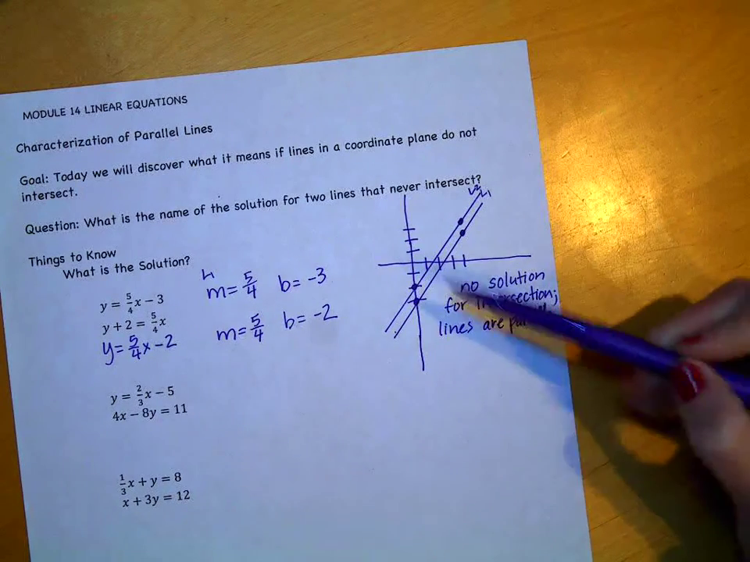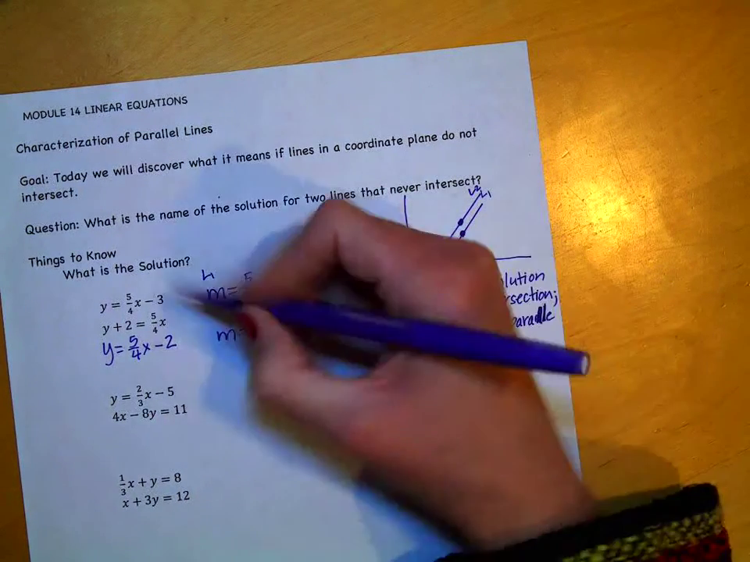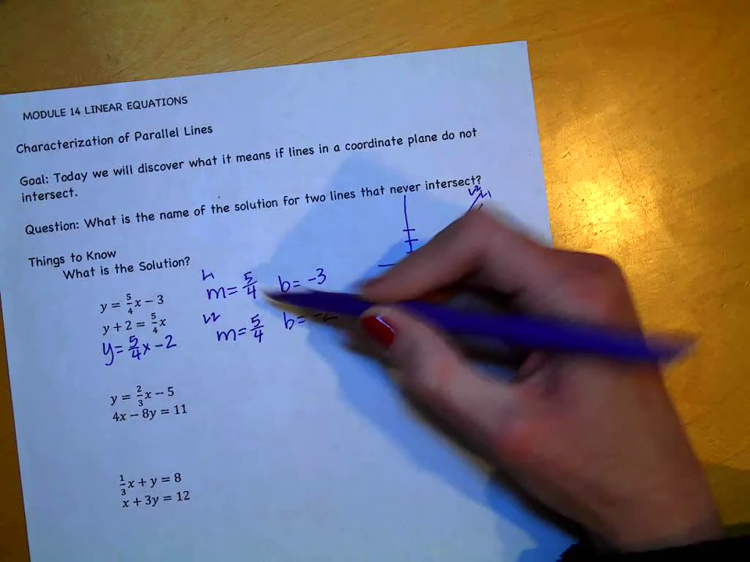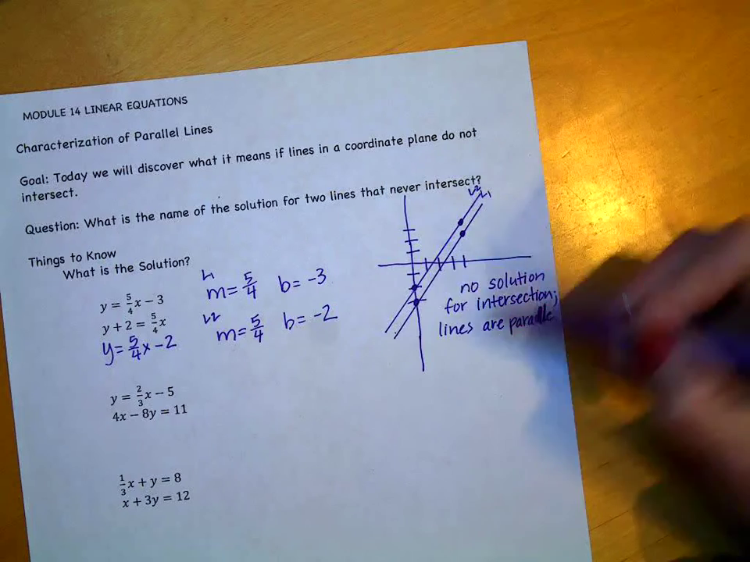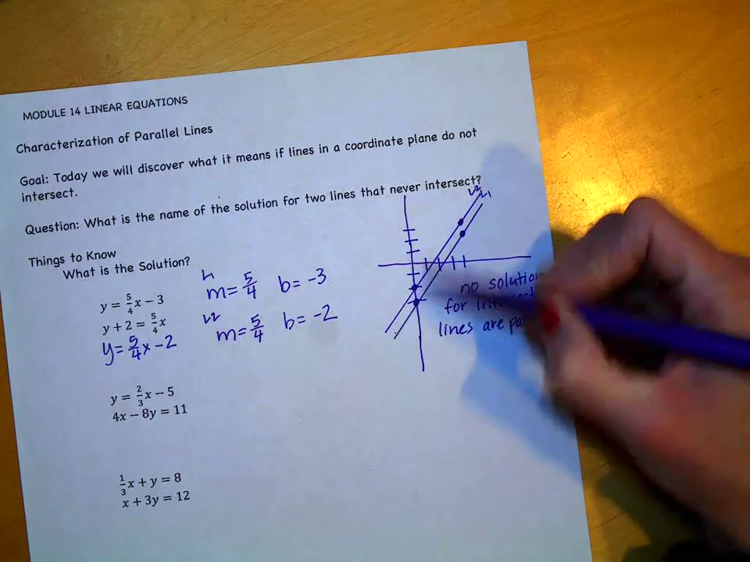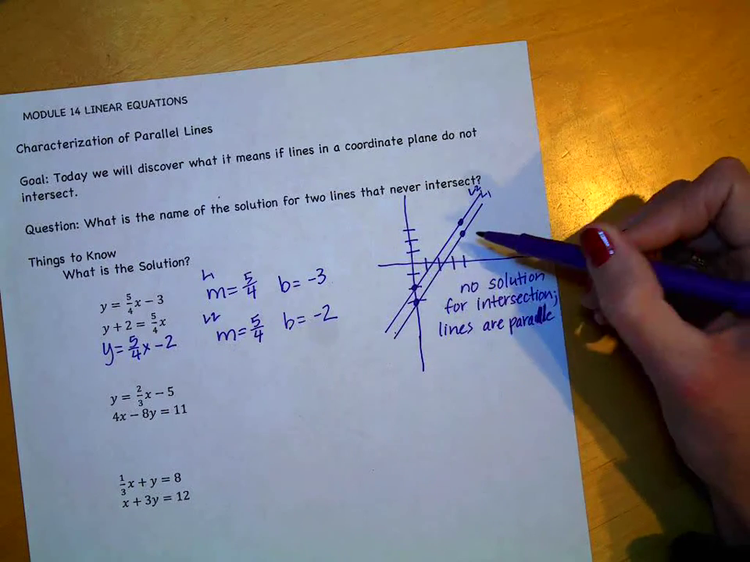Basically, when you have the same slope for both, this is line 1, this is line 2, your slopes are exactly the same but your intercepts are different, then that means the lines will always move up and over.